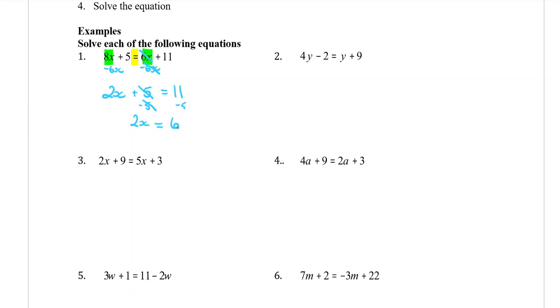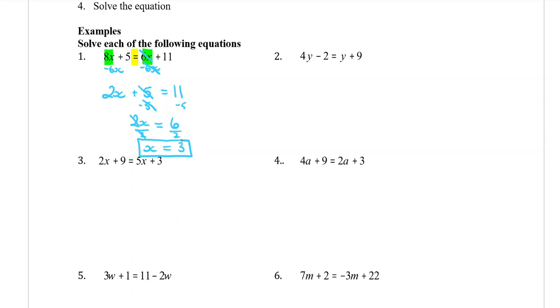Second step, get rid of the 2. How? Divide. Good. Divide by 2. Get rid of those. x equals, final answer, 3. Okay, that's our process. Let's just do it a bunch more times.